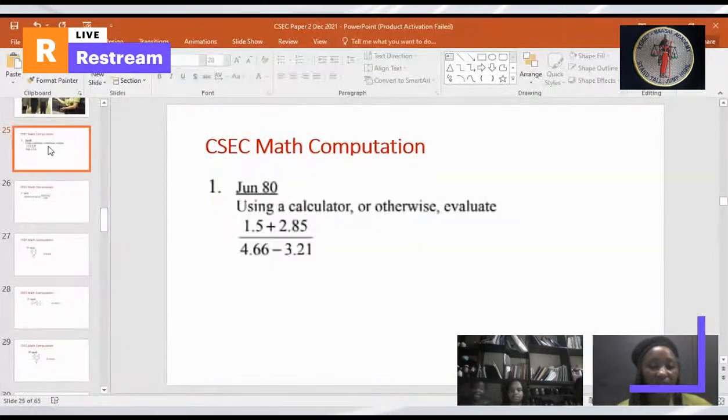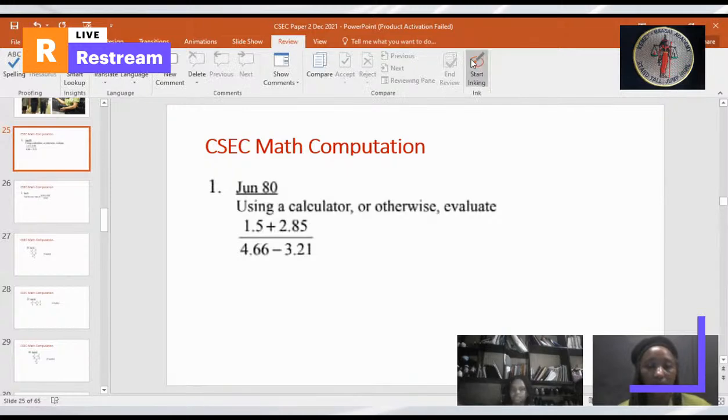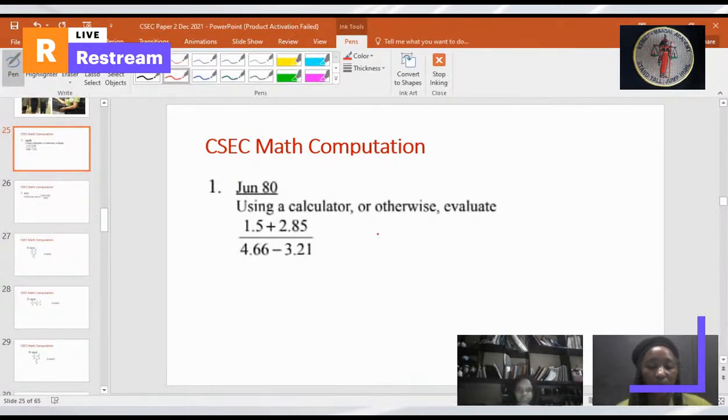So here's our first computation question. All right, who's going to take this for me? It says using a calculator or otherwise evaluate. This is from June 1980, CSEC. In paper 2, you are able to use the calculator. If it says without the use of the calculator, you'd have to show them how you do it without.